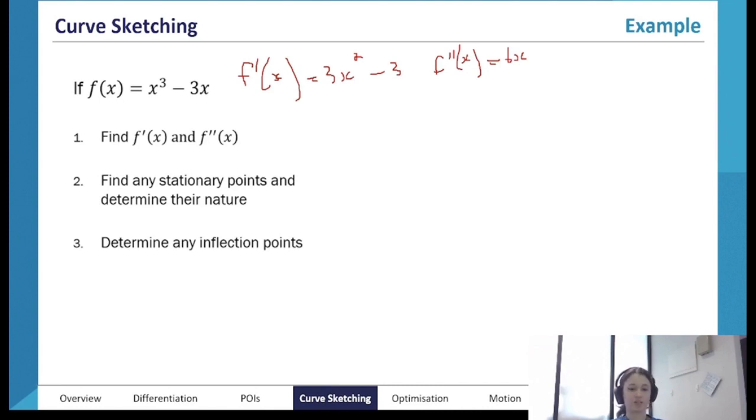So remember, a stationary point occurs when the first derivative is equal to 0. So we're going to find when the first derivative is equal to 0. We're going to let 0 equal 3x squared, take 3. The only unknown here that we have is x squared, so we can just solve this algebraically. We are going to have 3 equals 3x squared.